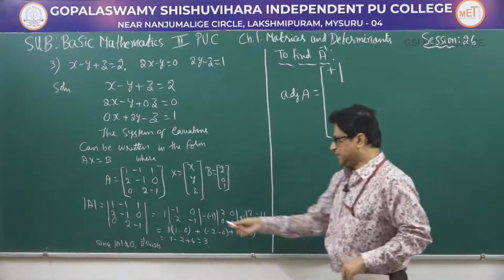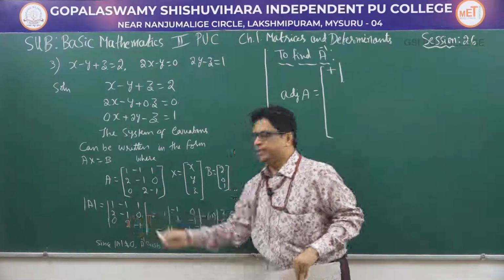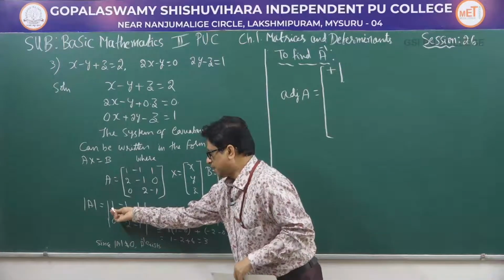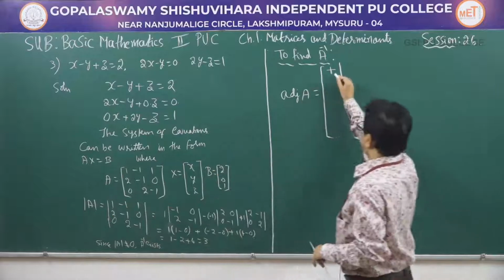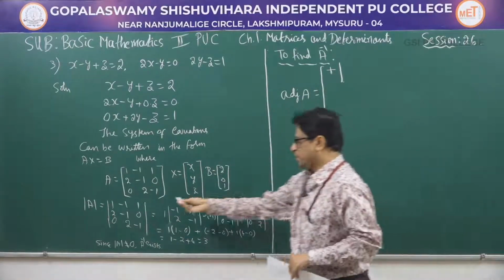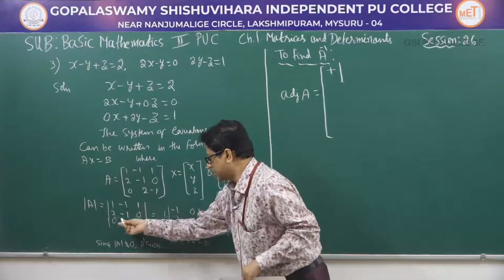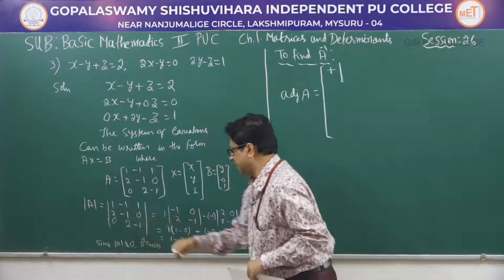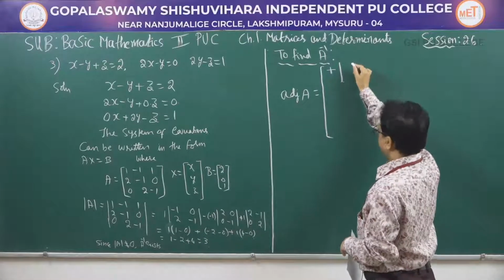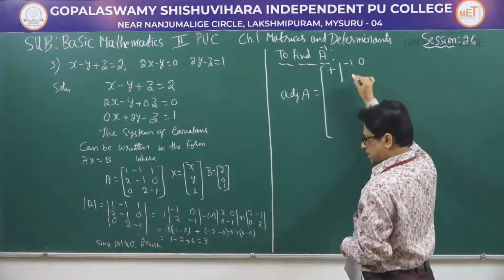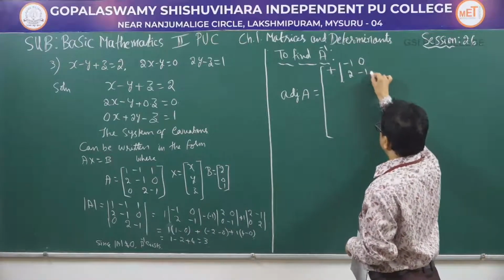We shall find the cofactor of each element. Let us find the cofactor of 1. First we shall write plus. So, 1 lies in the first row, first column. We eliminate the first row and first column and take the determinant of the remaining elements. That is plus determinant of -1, 0, 2, -1.